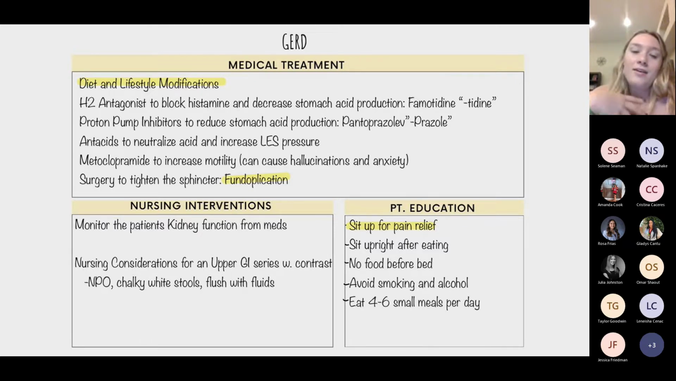A lot of it for the patient in terms of education: sit up after eating, remain upright. We don't want to eat right before bed because what are we doing? We're lying down. That's causing the LES to relax. Avoid smoking, alcohol, and really, if you have an upset tummy, 4 to 6 small meals per day is really going to help because it's going to prevent that stomach from filling up super quickly, which can cause a lot of that backflow.